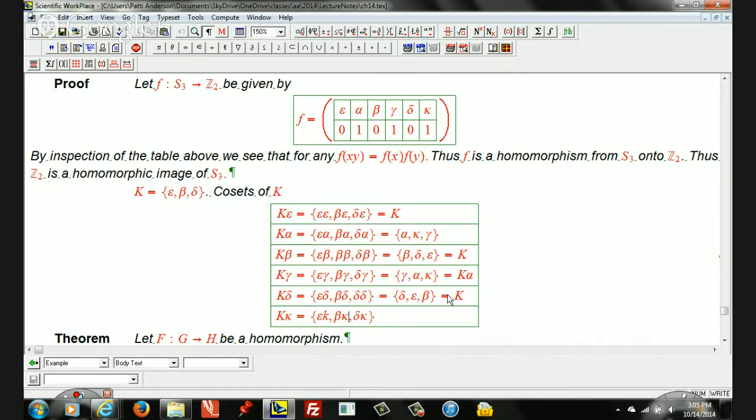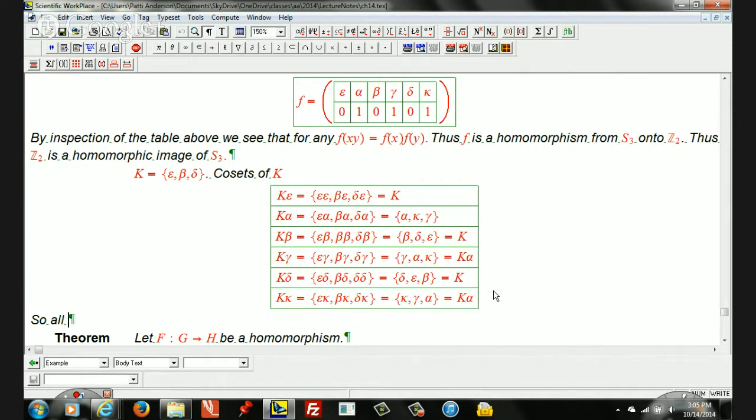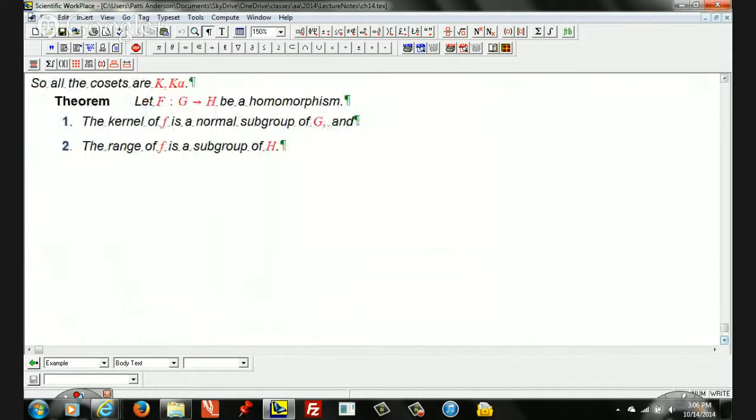There we go. This one is just kappa, and beta kappa is, and then delta kappa, which is the same thing as k alpha. So the cosets are just k and k alpha. For the distinct cosets, some of them overlap. Okay, you have a homework problem similar to that. Can we do that? Please say yes.